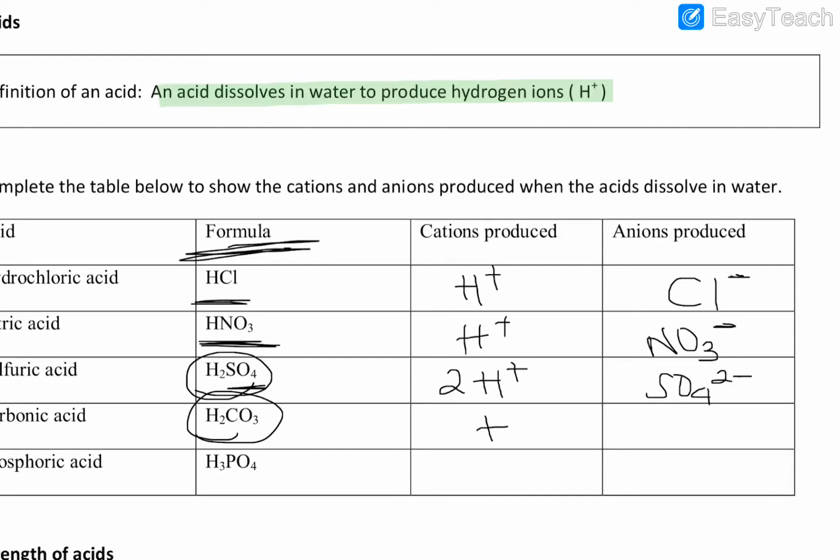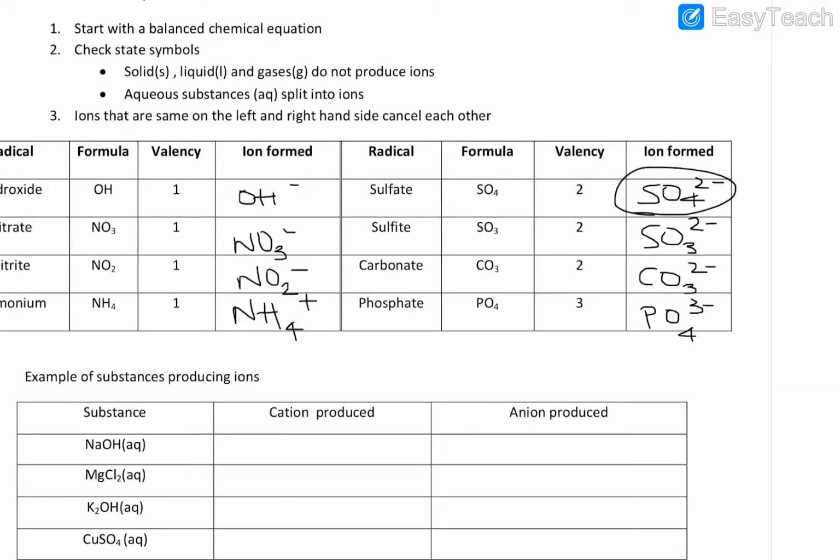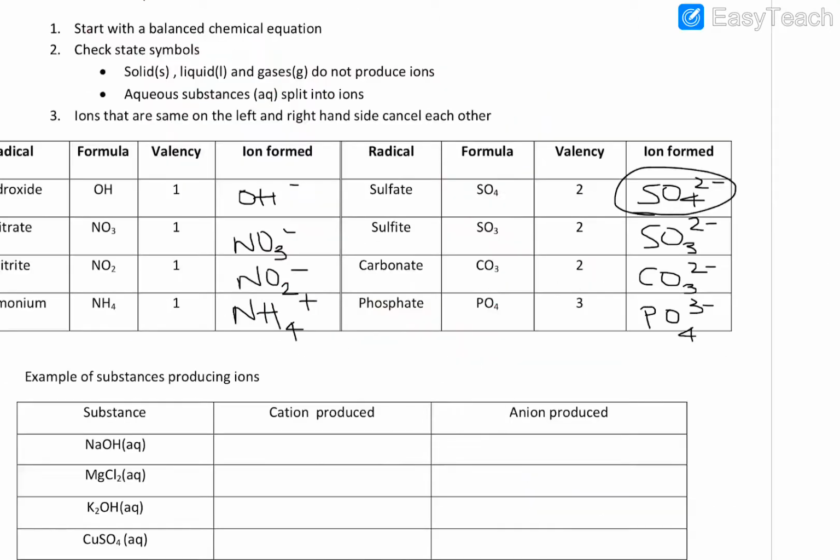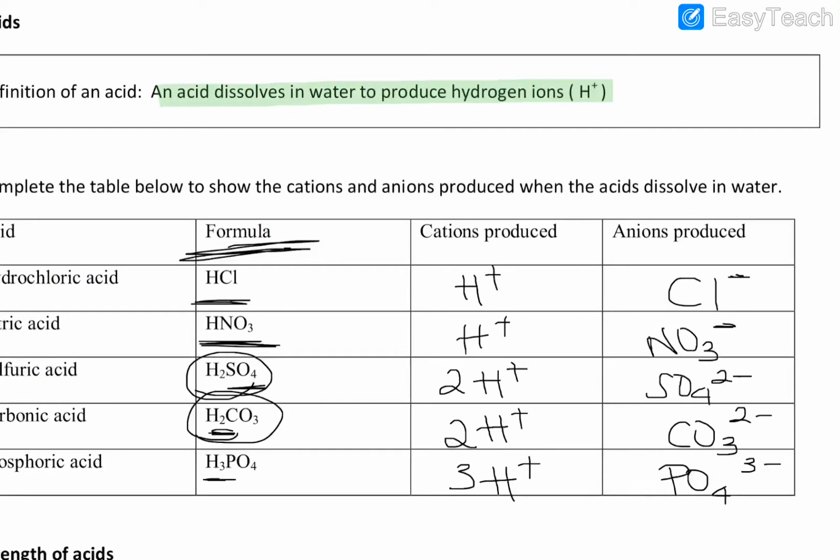H2CO3, same thing, so H+, but how many H+? There are 2 H+, and CO3 is CO3 2- from the radical table. And H3PO4 here, there is H+, but how many H+? It is 3 H+ and is going to form PO4 3- radicals if you check over here. Now, see that all these acids are producing H+ ions. Of course, they produce different amounts of H+ ions, but they are all producing H+ ions, which means that they are all acids.